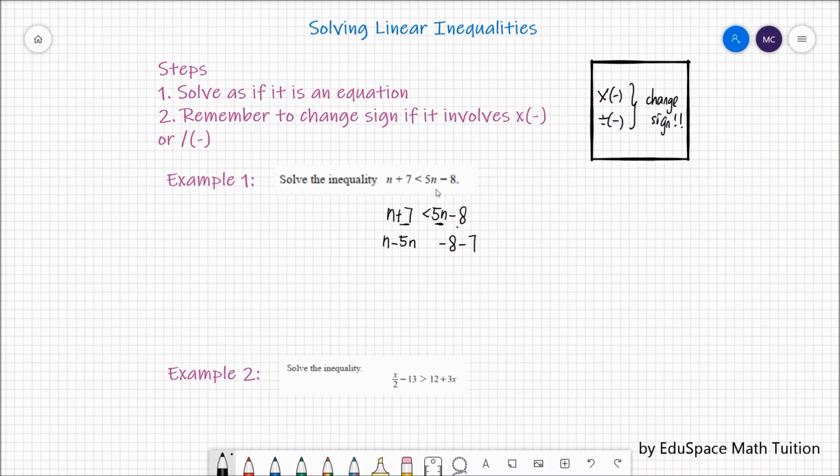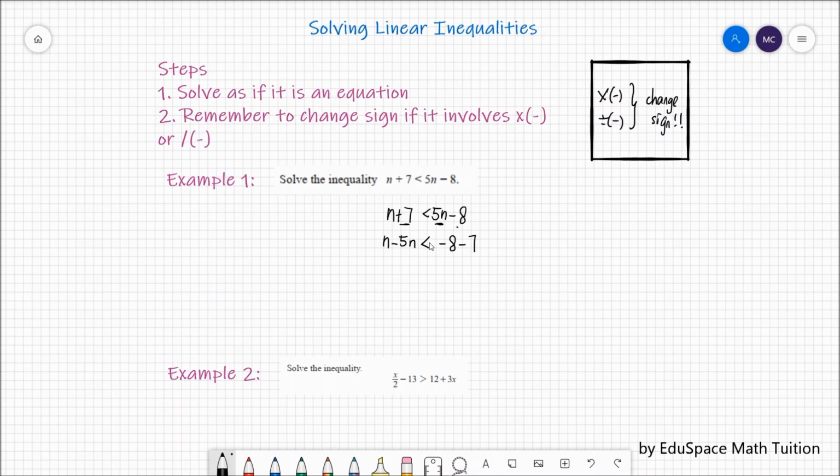Look at here, should we actually change the sign of the inequality, this smaller than? If you look at here properly, we move the positive 5n to the left. So this is involving subtraction. Subtraction is not multiplication or division, so we don't have to change the sign. This is again an addition being moved to the right hand side to become a subtraction. So it's again not involving multiplication or division with a negative value. Therefore in this case we do not have to change the sign.